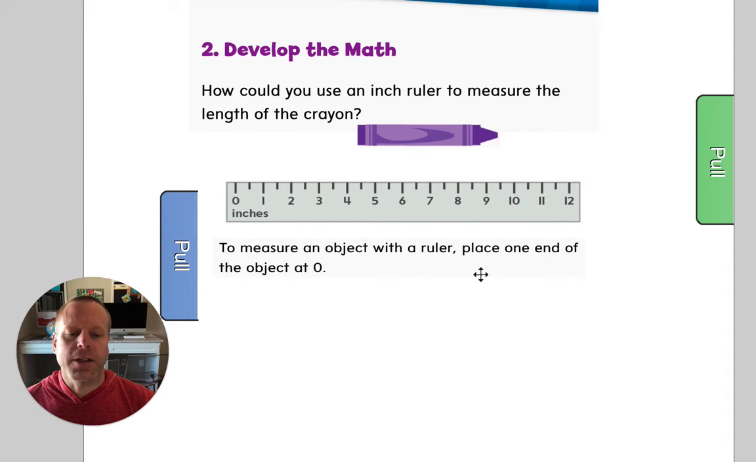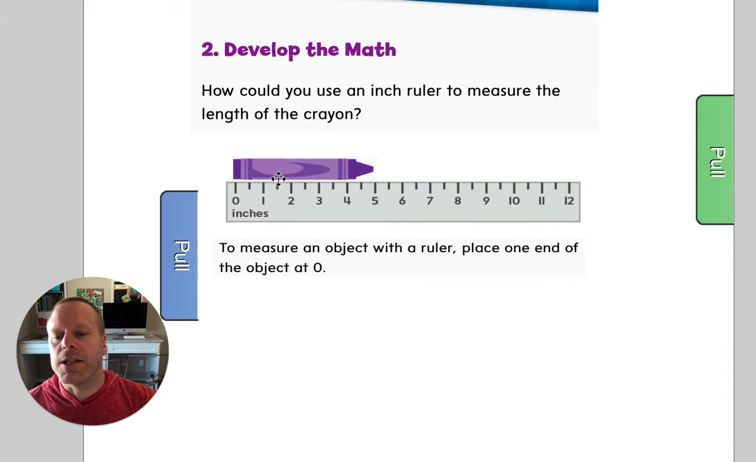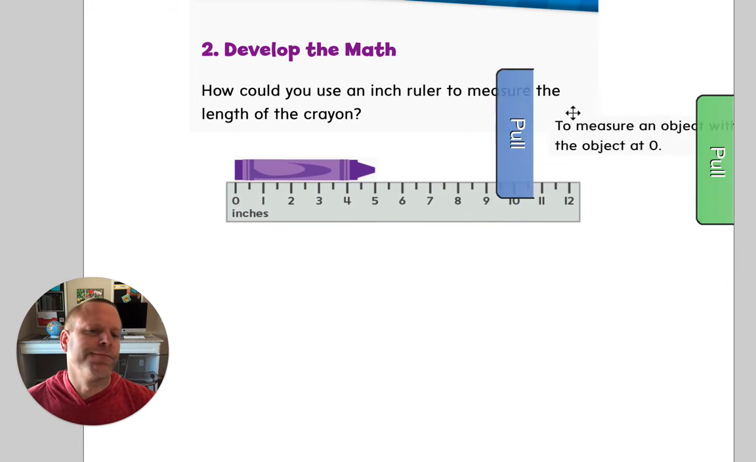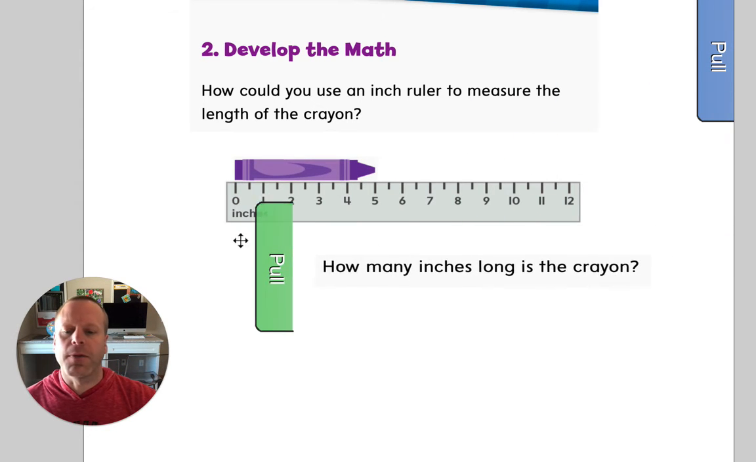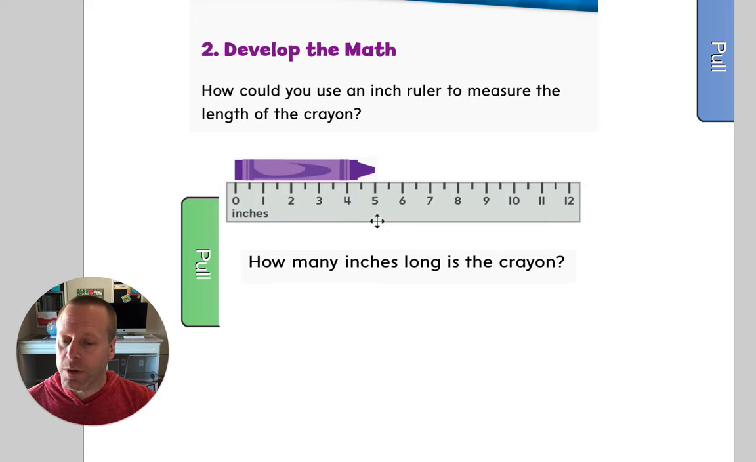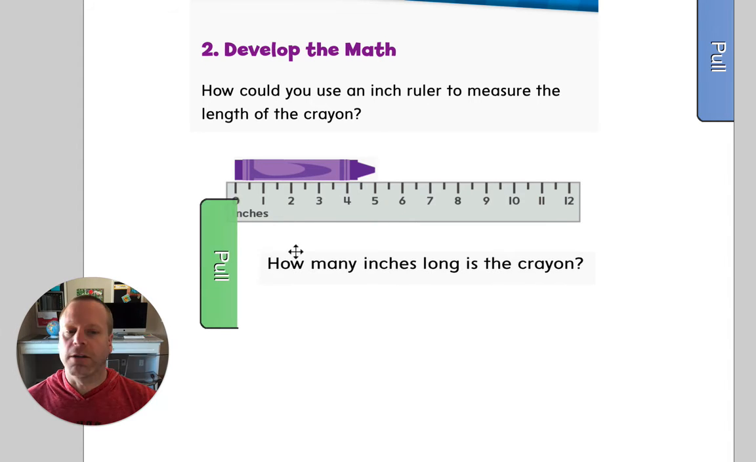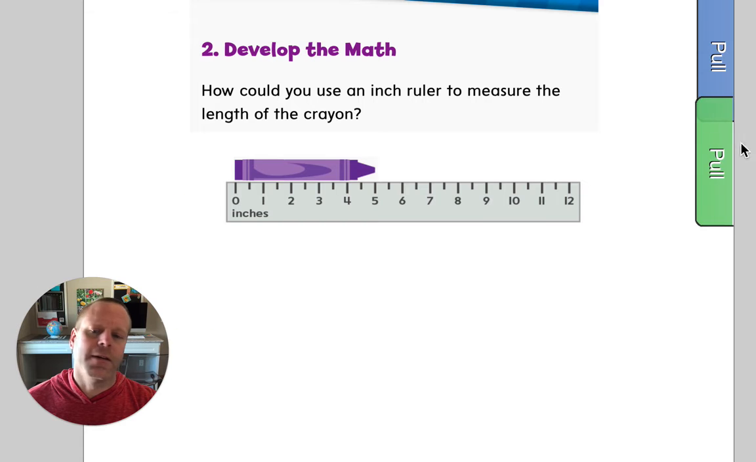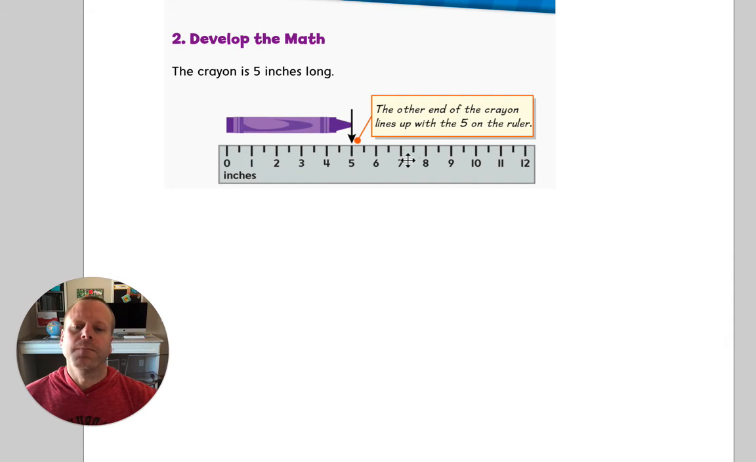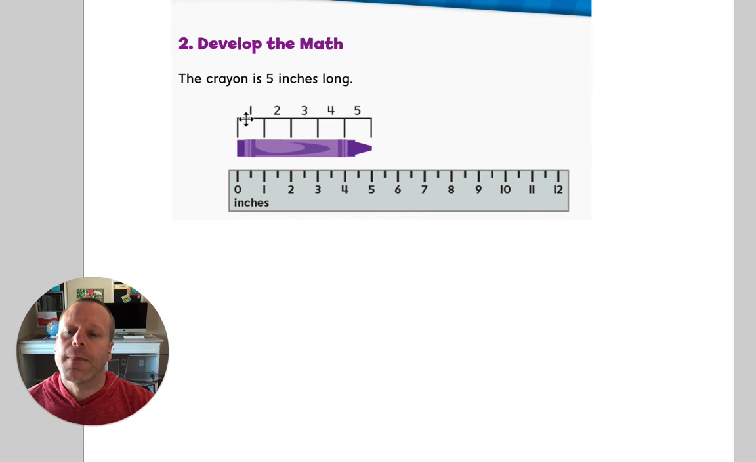So to measure an object, place one end of the object at 0. Check. Okay, that's the first part. Second part, well, how many inches long was this crayon? 5 inches long. So we did some great measurement. Excellent. See how they lined it right up? The other end of the crayon lines up with the 5. That's why we're saying it's 5 inches long. Here they are showing you the inches as they add up toward 5, which is that same answer we've got.